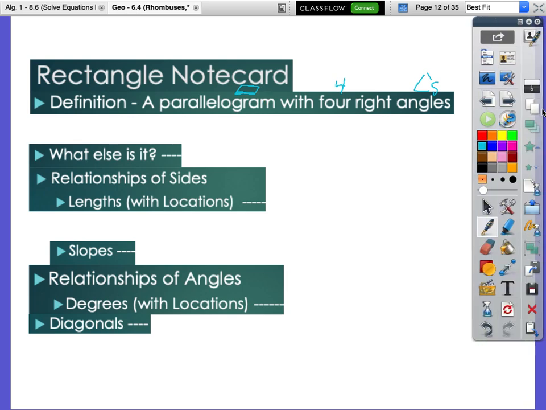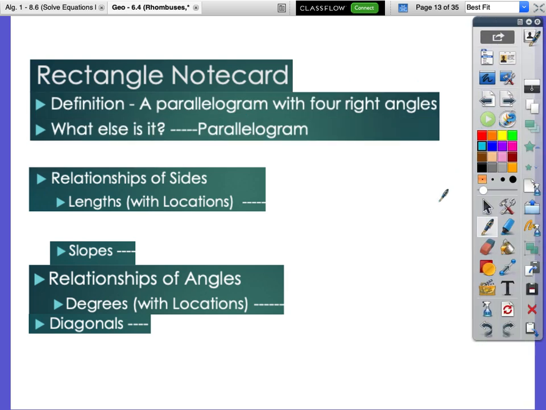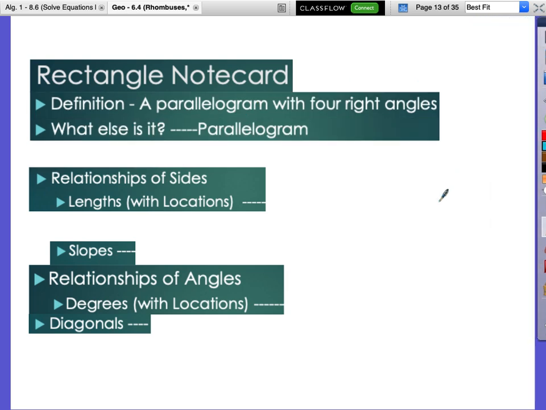So, what else is it? Got it. It's a parallelogram. You should have that. It's a parallelogram. Make sure, hopefully you guys have this already, but it's a parallelogram.